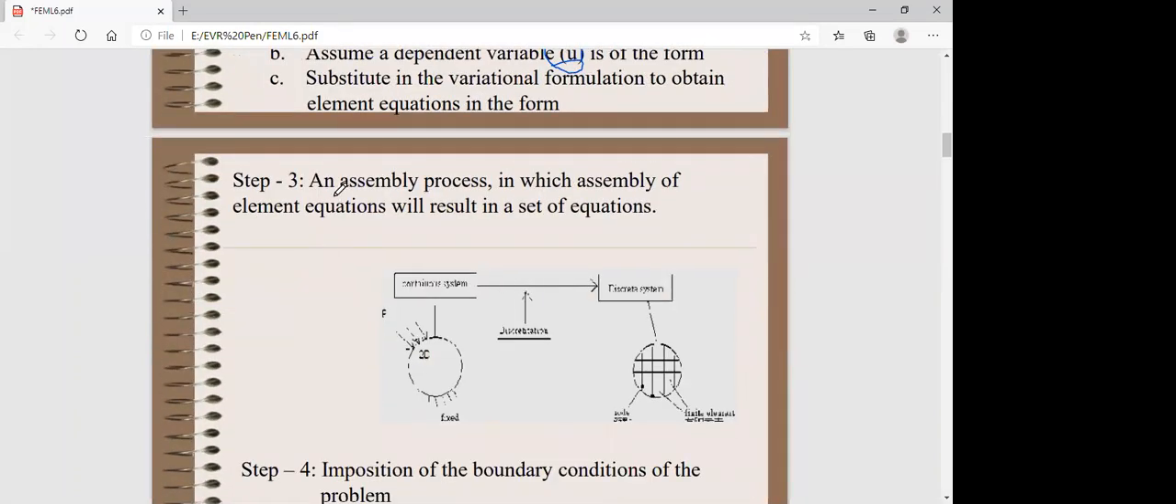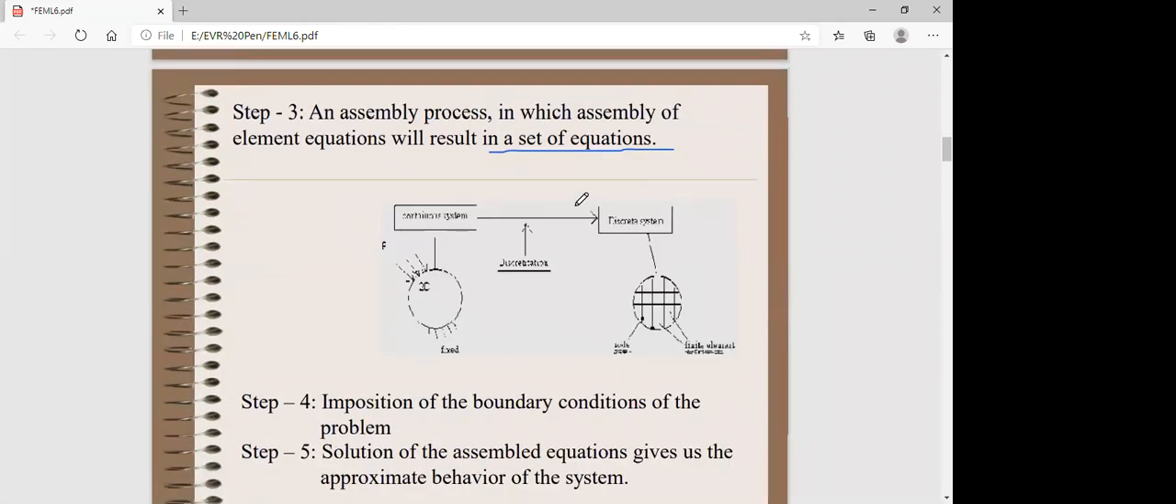Step 3 is an assembling process. In this assembling process, we assemble the element equations. That assembly of element equations represents the whole physical system, and it will result in a set of equations.